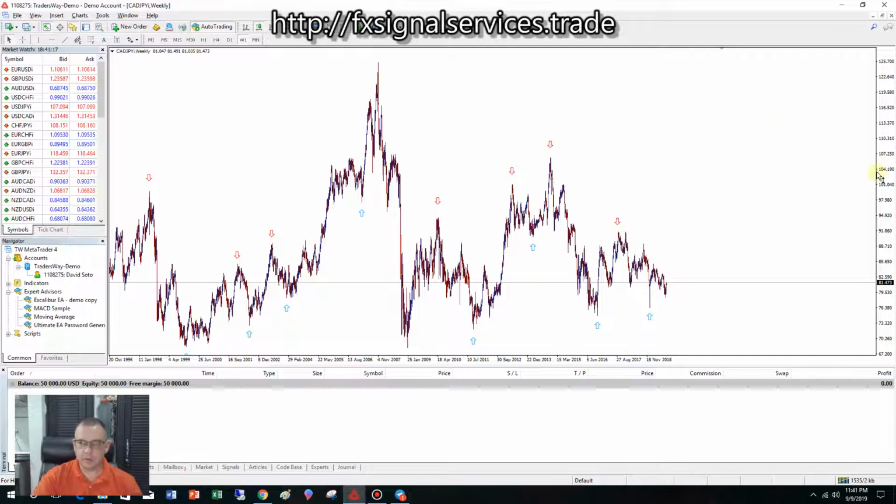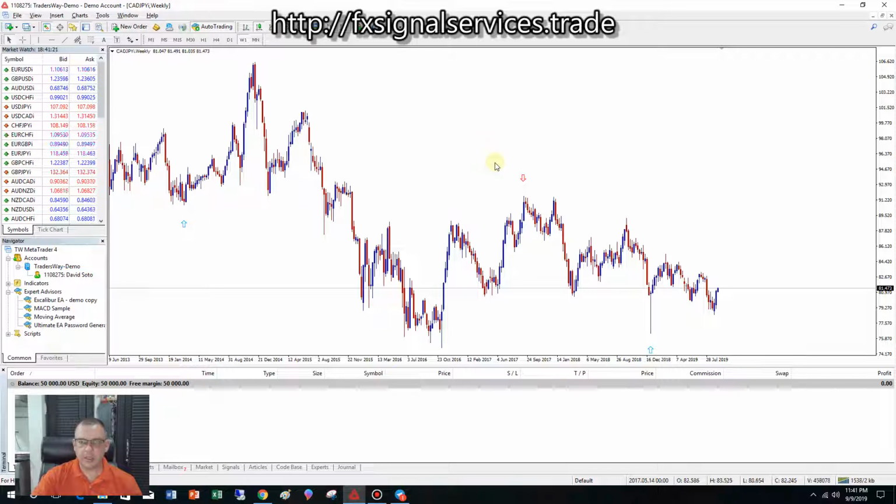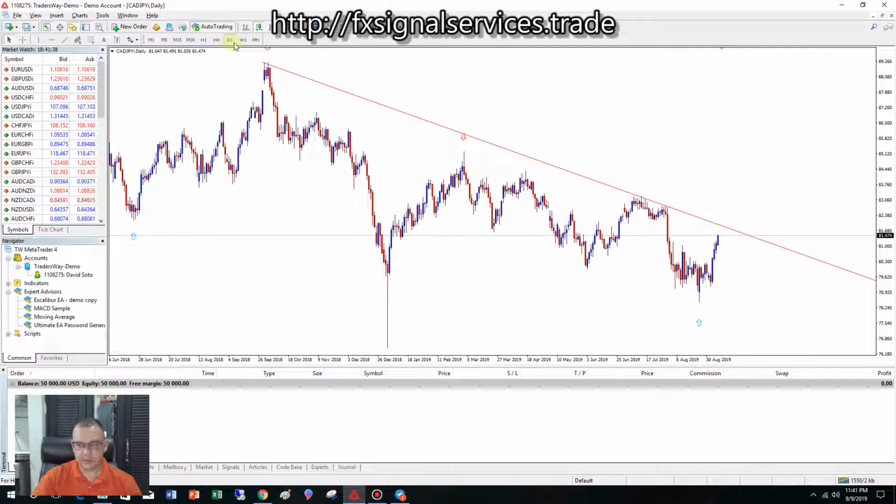Okay, now one thing I do want to point out though is, if you look here on this weekly and I draw a trend line coming down like this, okay, we have a perfect downtrend. Okay, now what I predict is going to happen is that this is going to shoot up and touch this trend line and come back down.